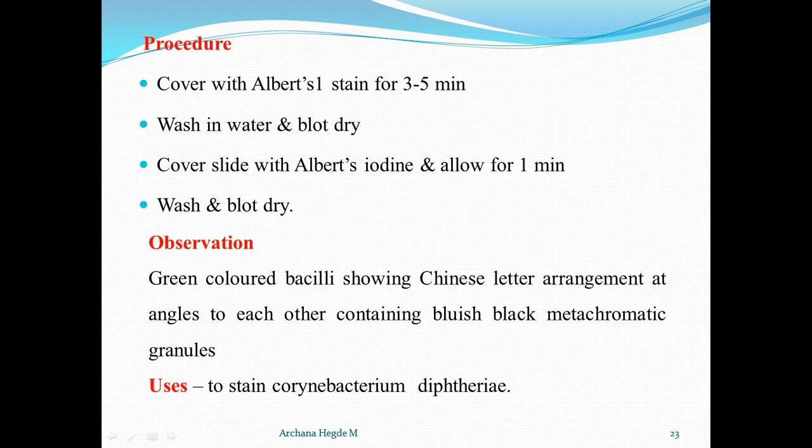Procedure: cover with Albert 1 stain for 3 to 5 minutes over the culture on the slide. Wash in water and blow dry. Cover slide with Albert iodine and allow for 1 minute. Wash and blow dry. Observation: green colored bacilli show Chinese letter arrangement at angles to each other containing bluish black metachromatic granules. Uses: to stain Corynebacterium diphtheriae.